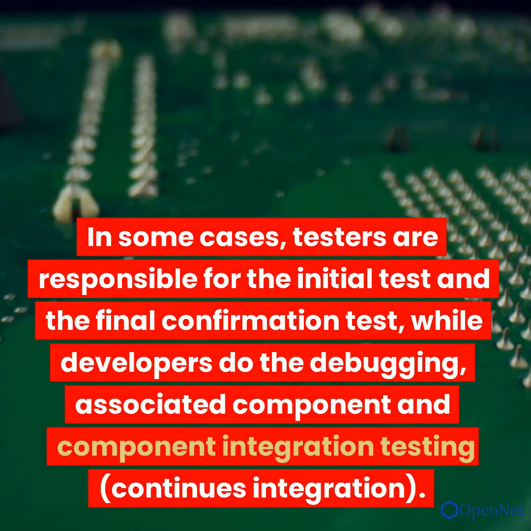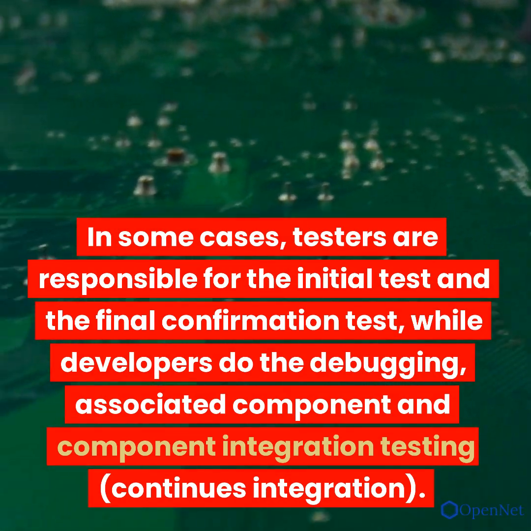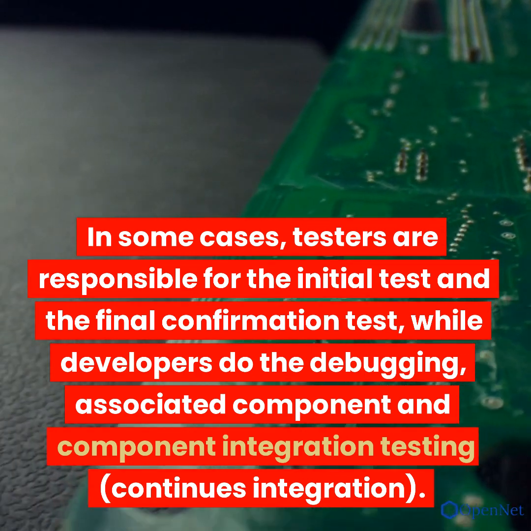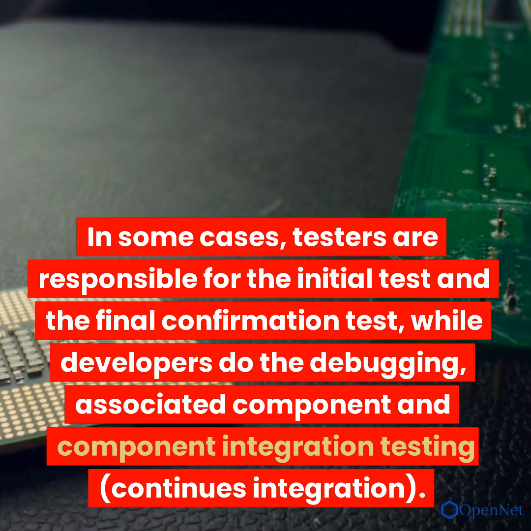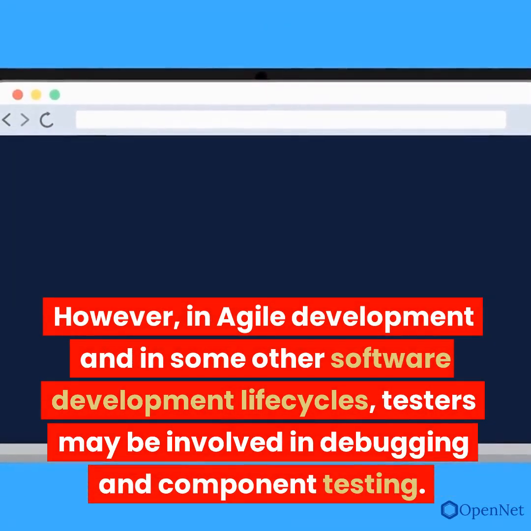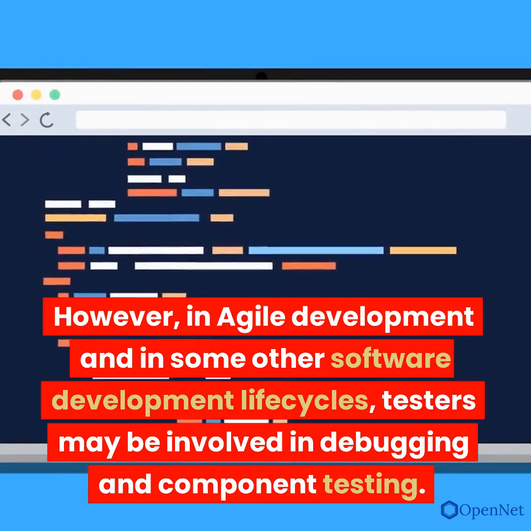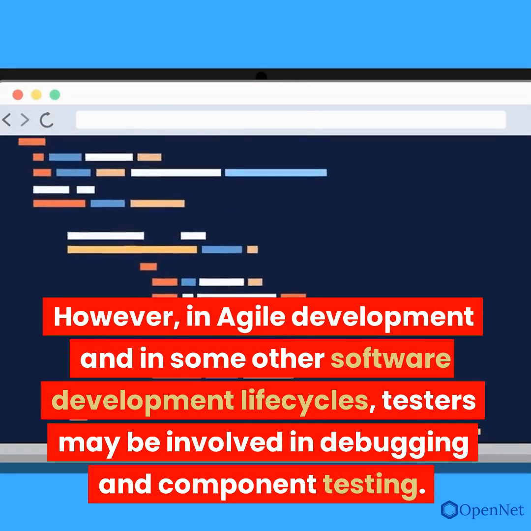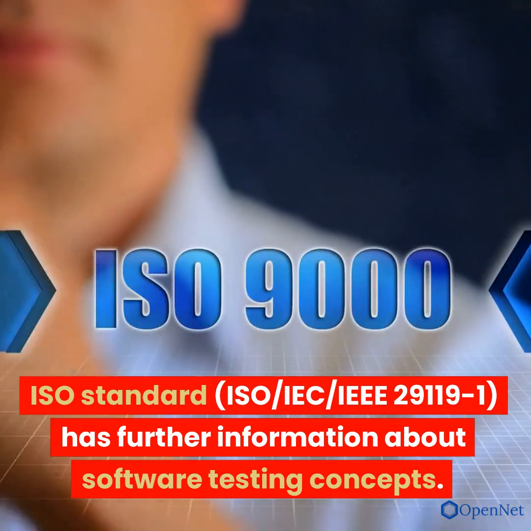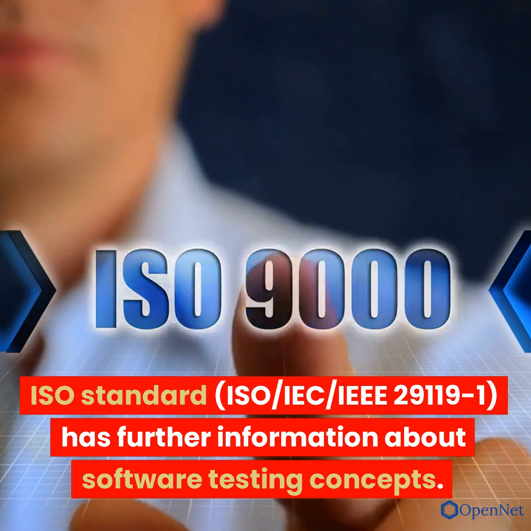In some cases, testers are responsible for the initial test and the final confirmation test, while developers do the debugging, associated component and component integration testing, continuous integration. However, in agile development and in some other software development lifecycles, testers may be involved in debugging and component testing. ISO standard ISO/IEC/IEEE 29119-1 has further information about software testing concepts.